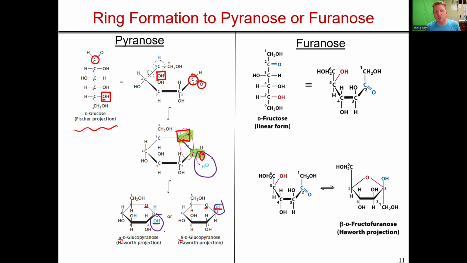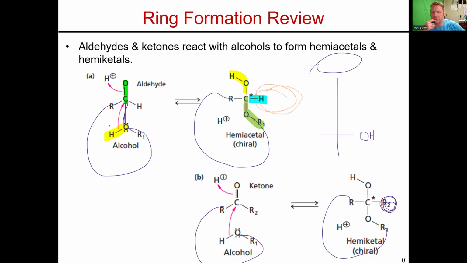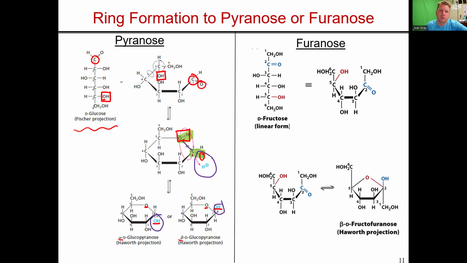Now, one of the things that I always love to bring up is we bounce back. We had to have an alcohol react with an aldehyde. This is an alcohol, alcohol, alcohol, alcohol. So when I look at glucose, what ring sizes are possible to form? And I'm going to erase some stuff here. We need the carbonyl carbon of an aldehyde.